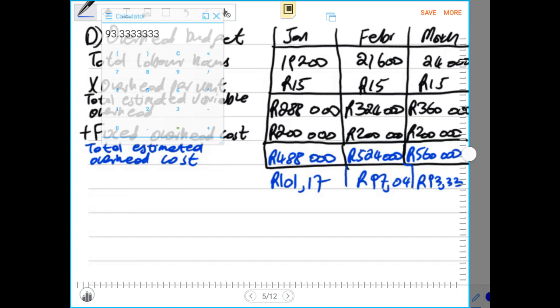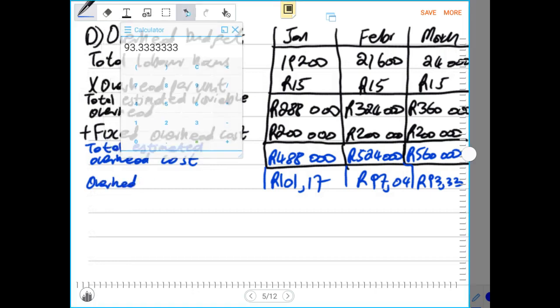However, for this, it will vary. Why? Because we have different figures. Obviously, there's a fixed portion, then there's also a variable portion, so it has to change as the number of units changes. So this would have been the overhead cost per unit, if this was required.